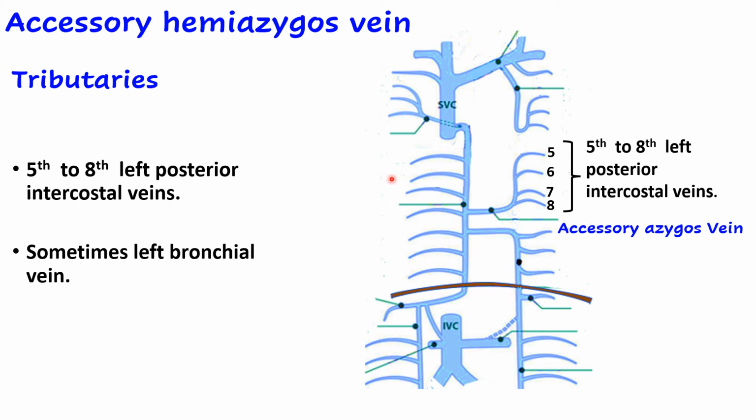So on the right side it is different. Of the upper 4, the first one drains into the right brachiocephalic, whereas second, third, fourth drain onto the right superior posterior intercostal vein, and from 5th to 11th plus the 12th, right? So the lower 8 drain directly into the azygous vein. This is how you can remember. The accessory azygous vein may also receive the left bronchial vein.